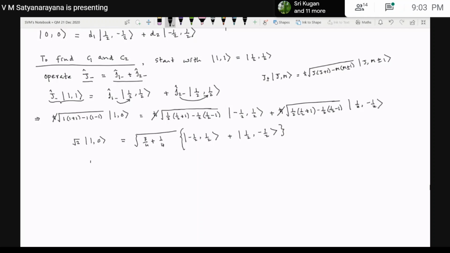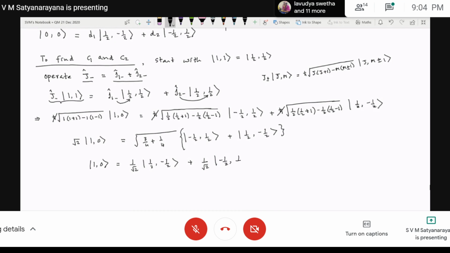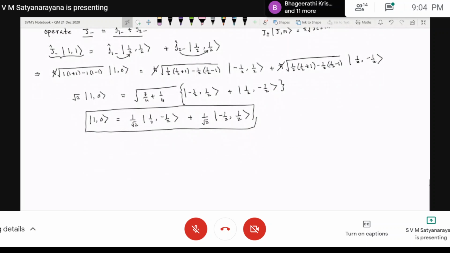So we have a result that this |1,0> can be written as 1 by root 2 times |1/2, -1/2> plus 1 by root 2 times |-1/2, 1/2>. Okay, so we have determined C1 and C2. Now what is our next step? We have to determine D1 and D2.